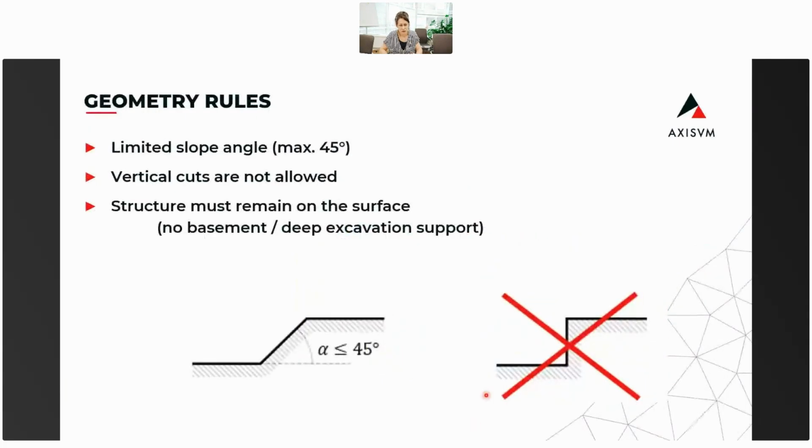Finally, a few modeling assumptions should be kept in mind. The soil module uses a linear material model for the soil, and this is why some geometrical rules have to be followed. Such rules are that the slope angle is limited to 35 degrees, and vertical cuts and jumps are not allowed in our model. Another important rule is that the structure must remain on the surface of the soil model. This is why a basement and an excavation cannot be modeled in the soil module.